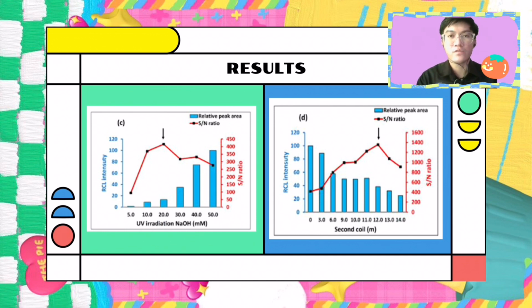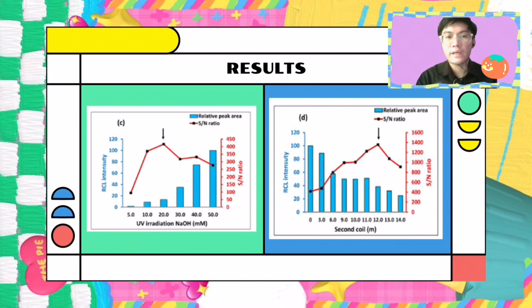Next, the concentration of sodium hydroxide solution used to alkalinize the eluate prior to UV irradiation was studied over the concentration range of 5 until 50 mM. The CL intensity increased with the increase in sodium hydroxide concentration. However, the noise also increases. Thus, 20 mM of sodium hydroxide was used in further studies as it yielded the highest signal to noise ratio.